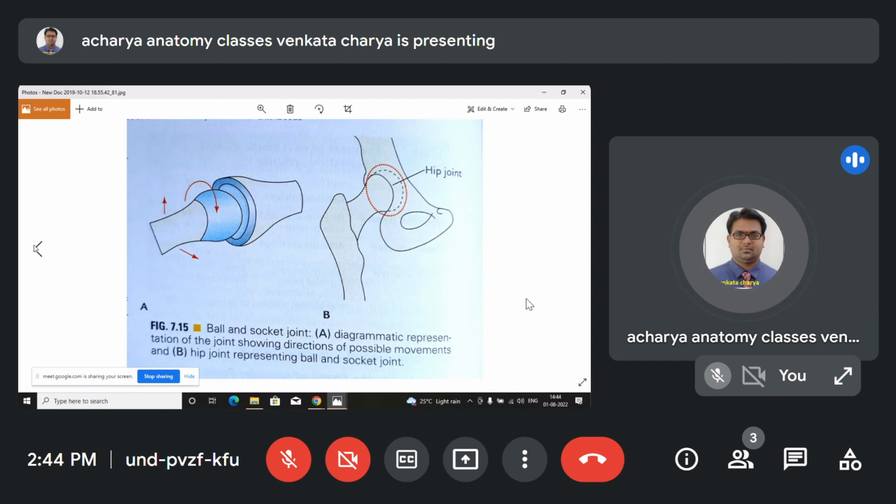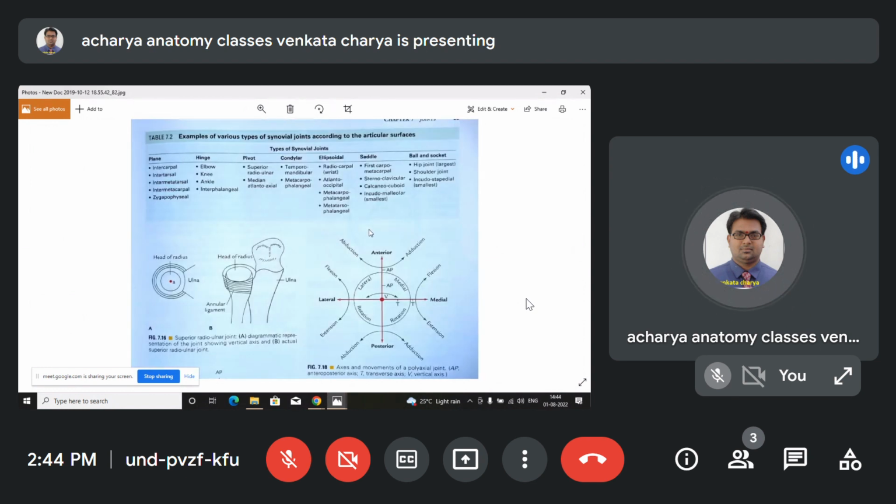So that's why it is a ball and socket variety. This joint we call the multi-axial joint. Through this joint 3 axes pass, which produce the 6 movements. Are you getting? Once you check this picture.